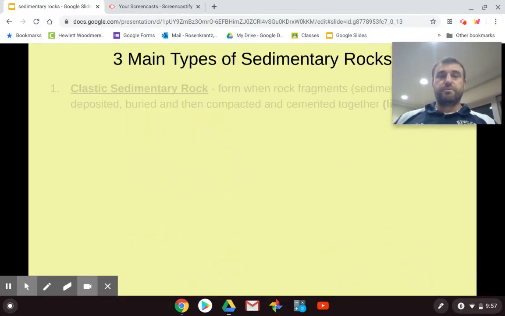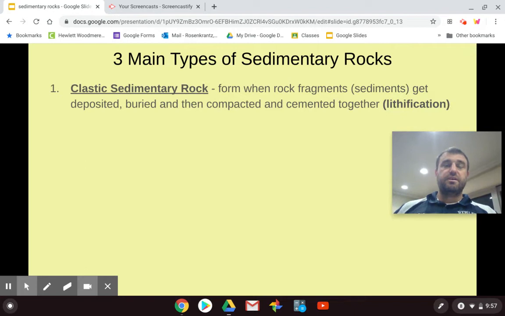So first major one is clastic. And clastic literally means fragments. So this means a sedimentary rock that is made up of fragments. So the word itself is the definition. And how you get this, you can look back in the rock cycle diagram.